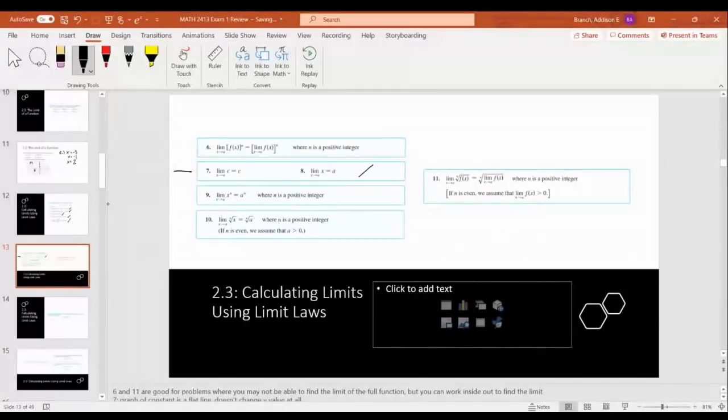And then number 9 is pretty similar. We can just plug in our value. Same thing with number 10. You can plug that in if you have an exponential or a square root equation. We can also generalize number 10 out to number 11, which is also pretty similar to 6. If we have a function raised to a power, we can just pull that out and solve for the limit separately.